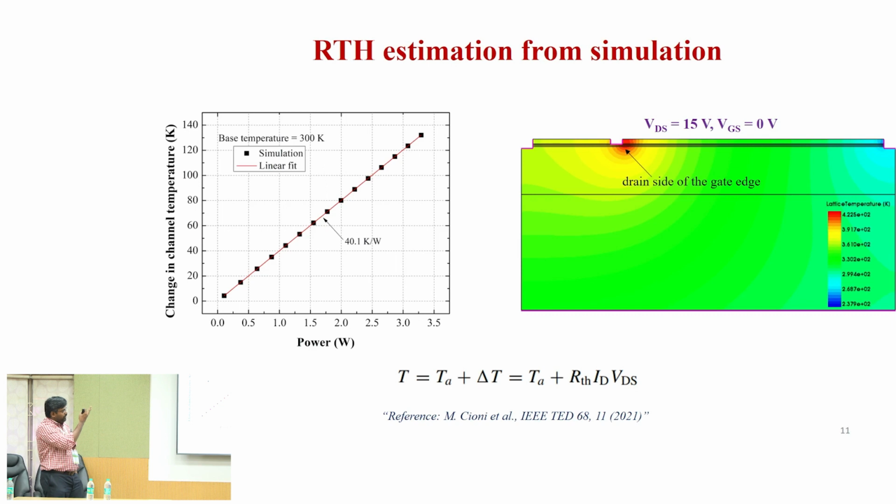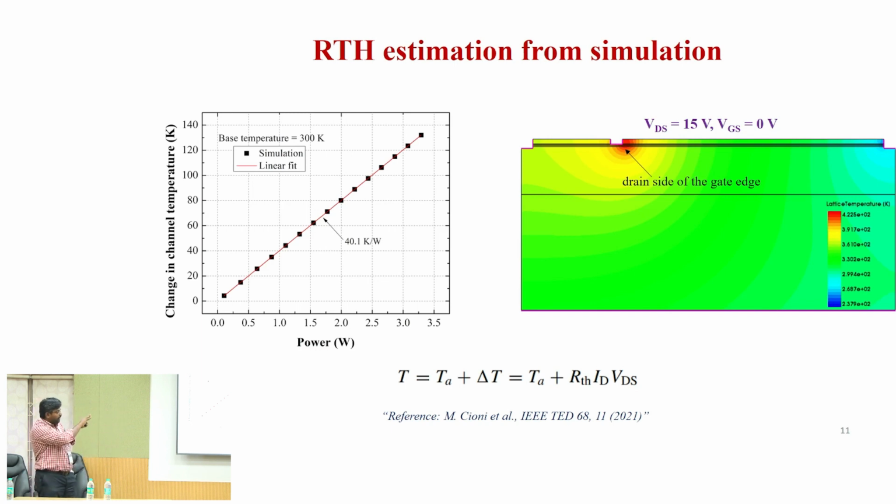We already know that the hotspot is located near the gate edge on the drain side. The thermal resistance has a simple definition: it is the temperature difference between the actual temperature and the ambient temperature, divided by the power dissipation. We plotted this delta T against the power dissipation, ID times VDS, and from the slope you get the RTH.